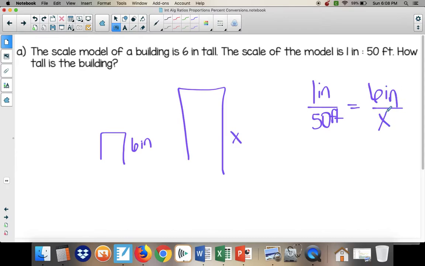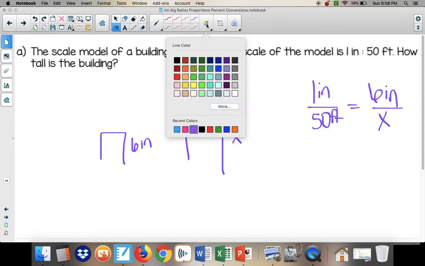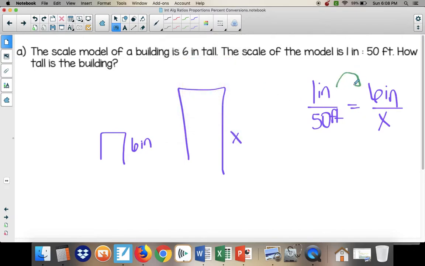We need to know how much the real building would be. So we multiply this by 6. 50 times 6, 300 feet. There you go. So 2 different ways you can do some proportions.